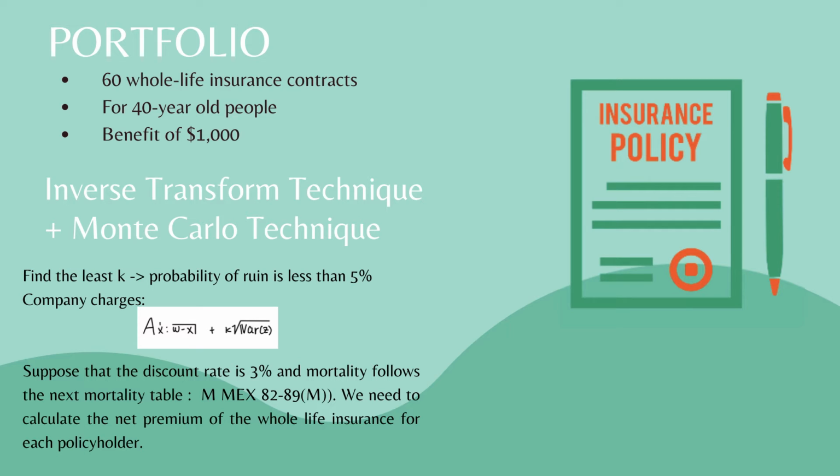If the company charges a term insurance due to omega minus x years of a person of age x, plus k times the square root of the variance of the random variable Z. Suppose that the discount rate is 3%, and mortality follows the mortality table MMEX 8289. We need to find the premium we will charge to each policyholder.